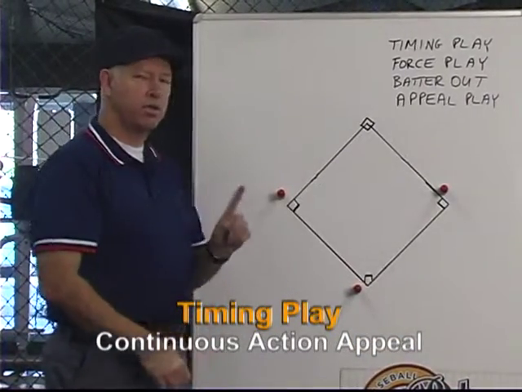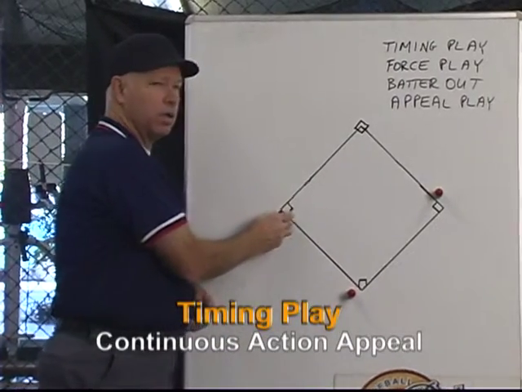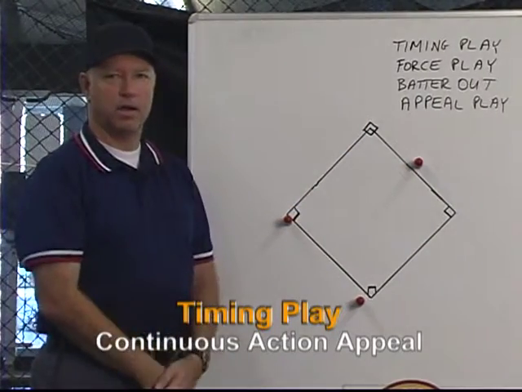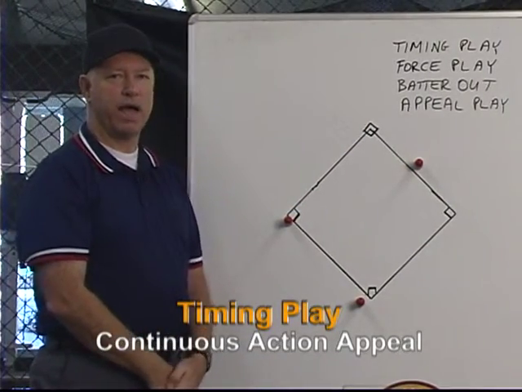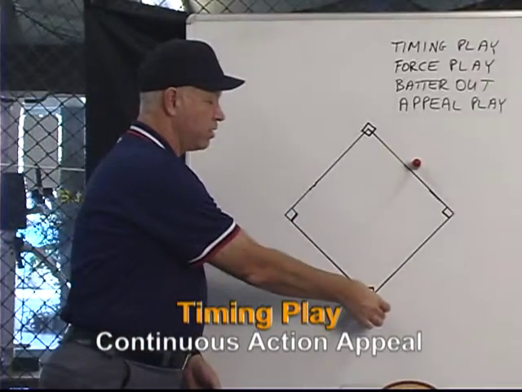There's runners on first and third with one out. The batter hits a fly ball. So this runner gets ready to tag up. This runner goes part way. Now the ball is caught for the second out. This runner legally retouches, comes in, and scores.